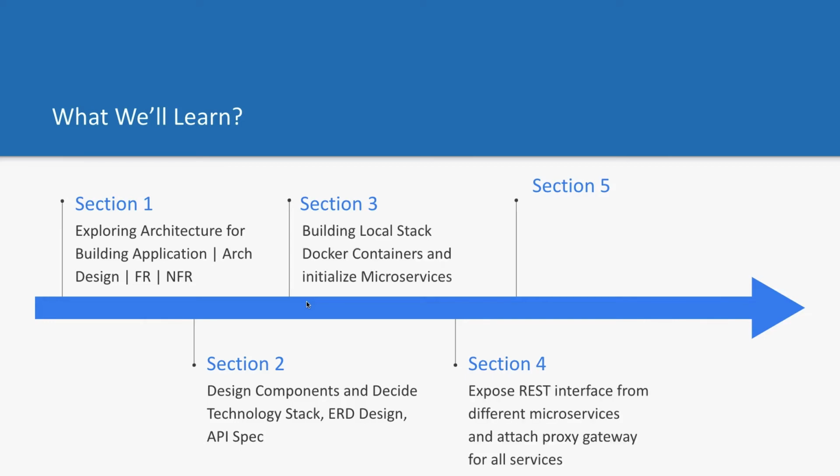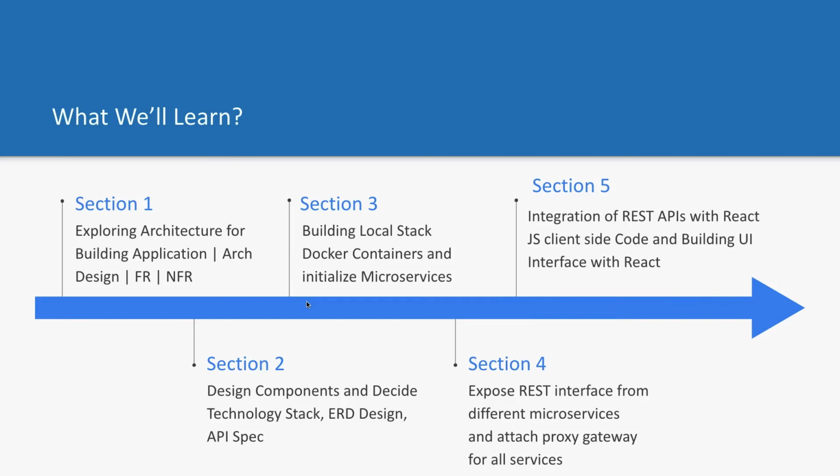We have to design our local stack using Docker Compose, because we are going to initialize multiple microservices: auth microservice, delivery microservice, checkout microservice, cart service, all these services. We will expose the REST interface and we will also create a proxy gateway so that a single point of contact is there for the front-end client, either a Next.js client or a React client. And then we will write the front-end client in React.